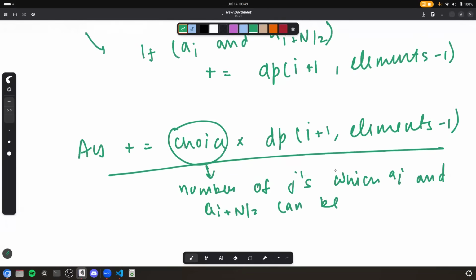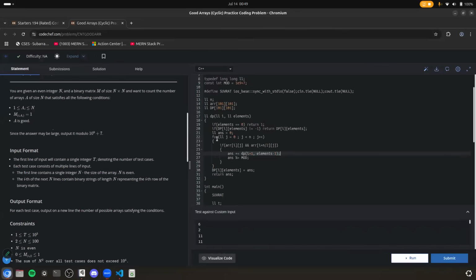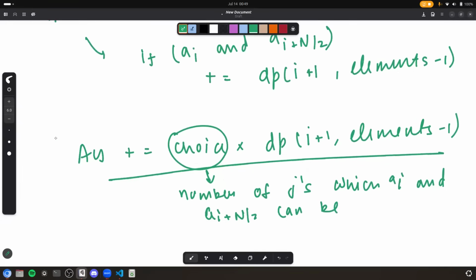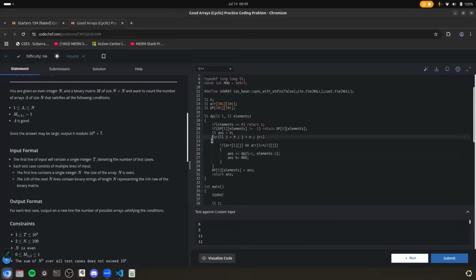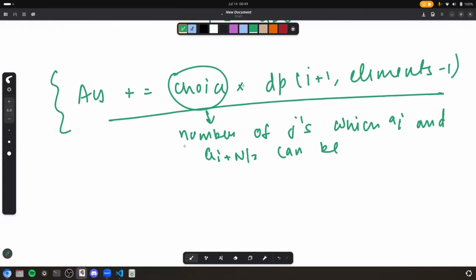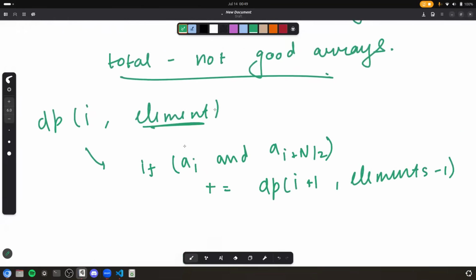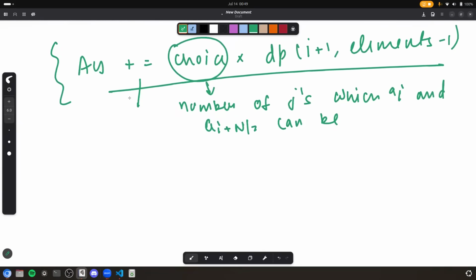If choice is the number of j's, then this would be the same. This would be the same as this, since I'm again and again just adding this same value. So this is the same as this whole for loop. And if we simplify this a little bit, we'll see that the answer is exactly this. So how can we simplify this answer?